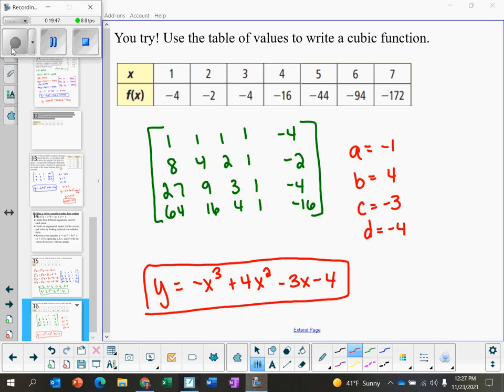Alrighty, so there's our final answer. Y equals negative x cubed plus 4x squared minus 3x minus 4. And that is day 1 of modeling with polynomials.